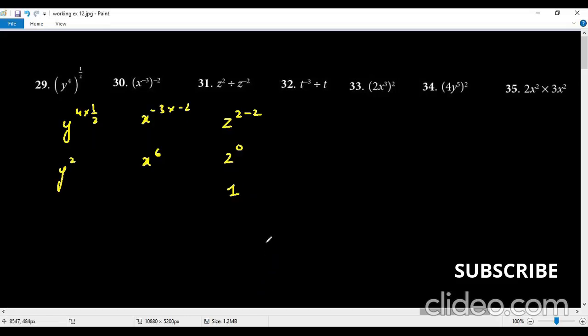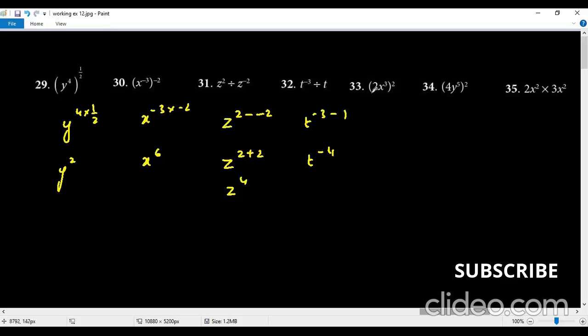31 answer is minus minus 2. So it's going to be minus minus 2. That means z is equal to 2 plus 2, z equals 4. So the answer for question number 31 is going to be z power 4. Now the next question is t minus 3 minus 1. That means t equals minus 4. So the 32 answer is t power minus 4.